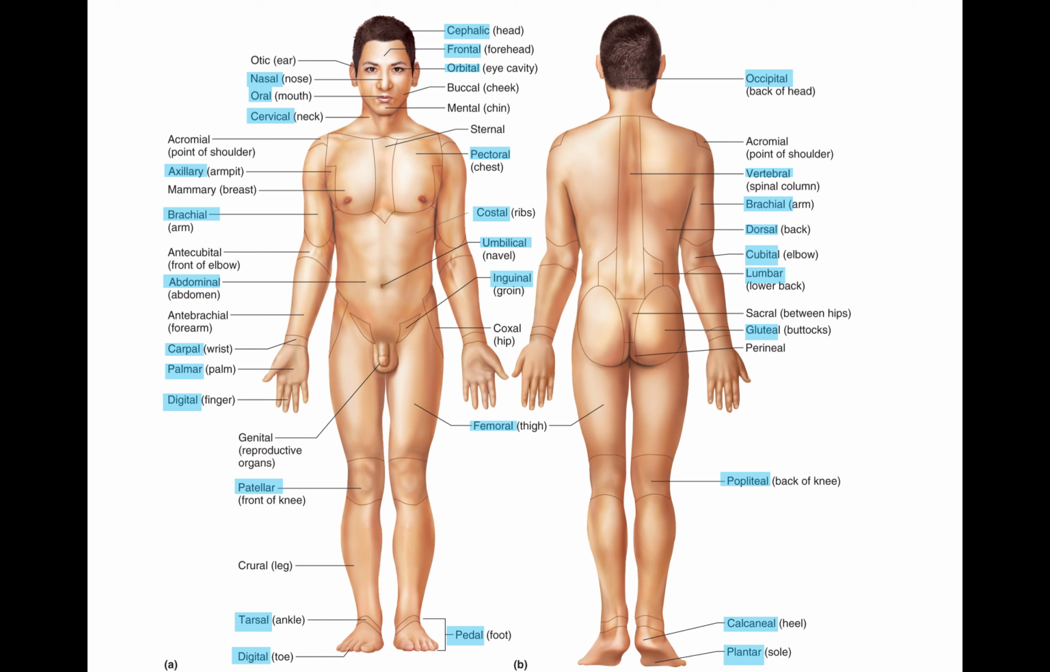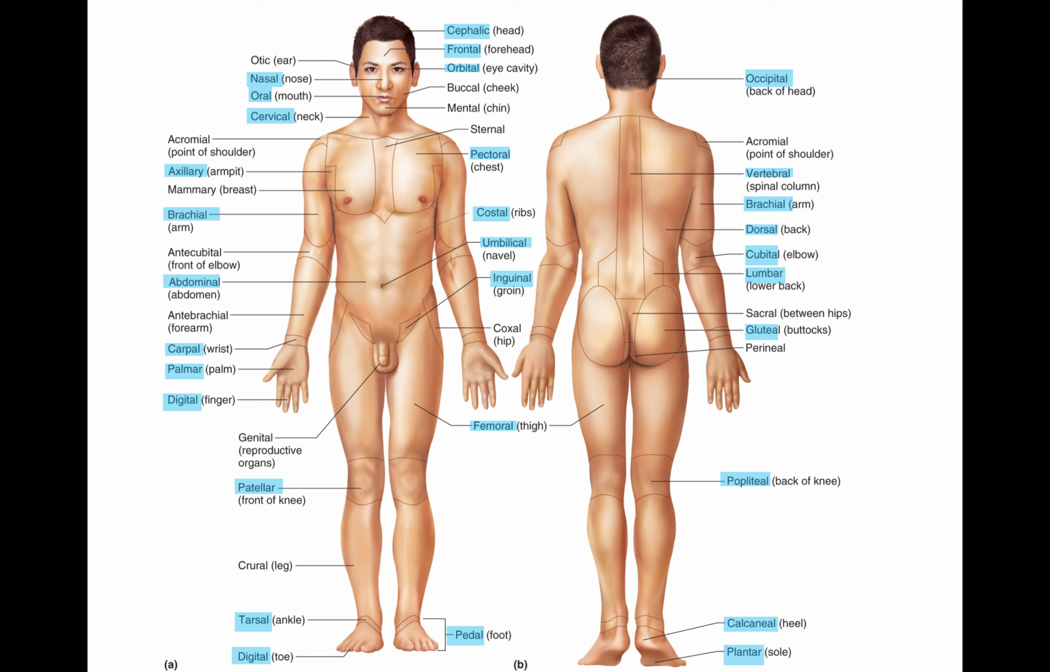You'll find your biceps and triceps brachii are in the brachial region. That's highlighted there in your upper arm. And you'll also find your brachial pulse there. Costal refers to your ribs. Your intercostal muscles sit between your ribs. Umbilical refers to the navel or the belly button.